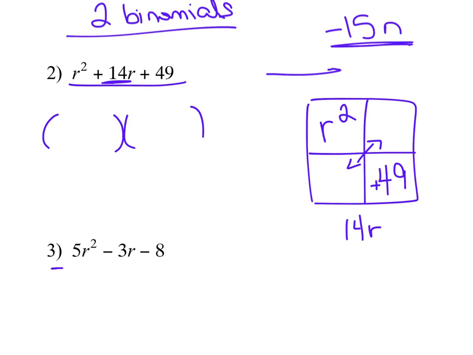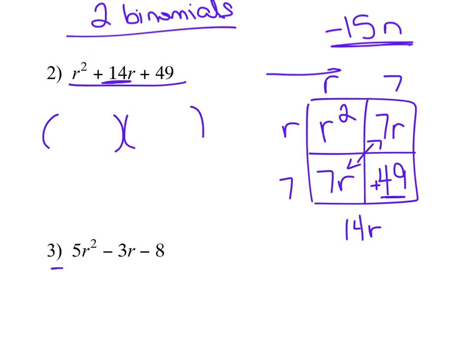So my guess is 2 things multiply to r squared. It's r and r. 2 things multiply to 49 and add to 14. Well, it's got to be 7 and 7. Okay, so let's check it out. Here's the check. Multiply, multiply.